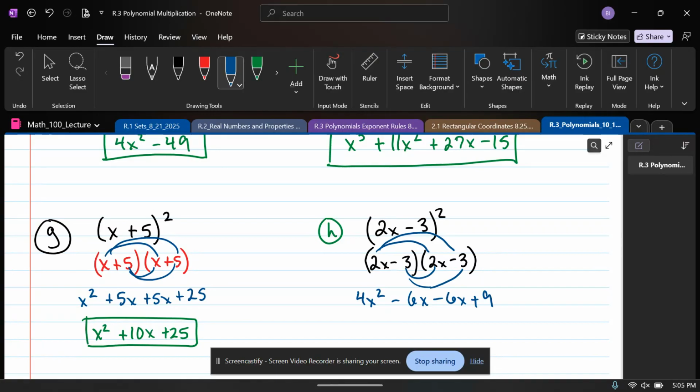Most common mistake is folks forget to change that to a positive. And then combine your like terms. 4x squared minus 12x plus 9. It's quick and easy. Nothing too strenuous about that. That's pretty good.